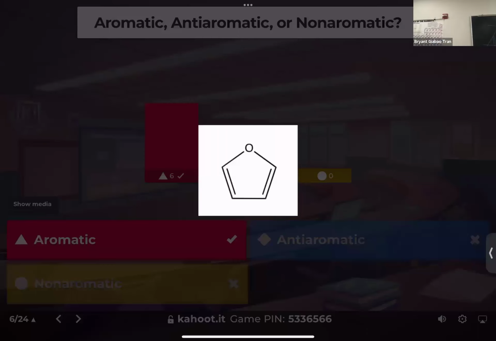Yeah, only one of the lone pairs reacts. Or conjugates. There are two lone pairs there, but only one of them does resonance. Right. The other one is in the sp2 orbital.